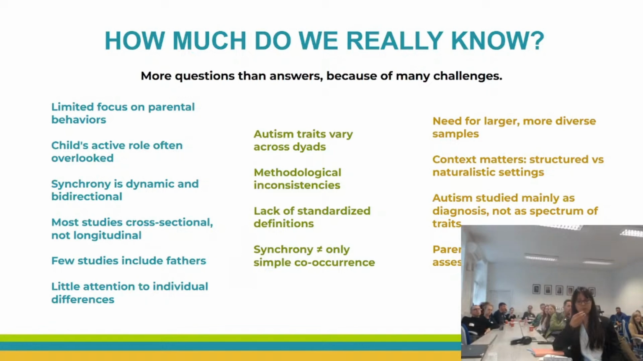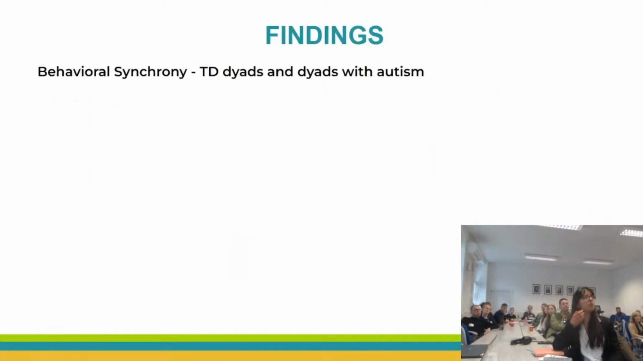So right now it's fair to say we know less than we know more. And that's not a failure. It's a reminder to approach this field with humility, curiosity, and a commitment to doing better science. So now I will walk you through the key findings, both between-group comparisons and what we know about variability within autistic dyads themselves.